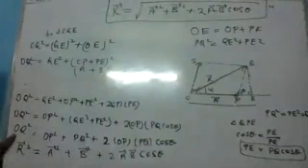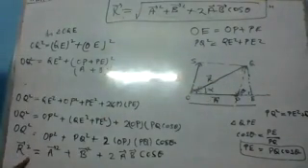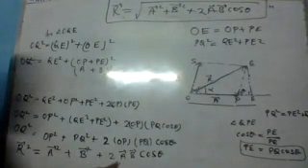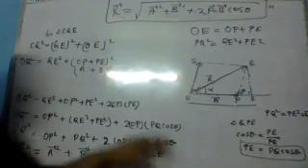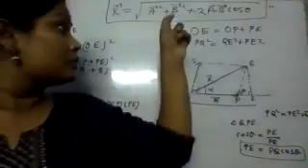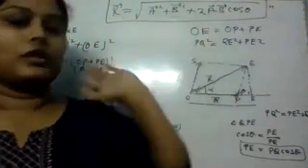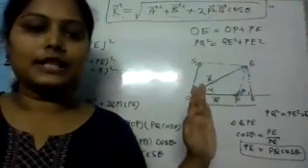So now here I can put R vector in the place of OQ. R vector square equals A vector square plus B vector square plus 2 A vector B vector cos theta. So the final formula is R vector equals under root A vector square plus B vector square plus 2 A vector B vector cos theta. Is this clear?